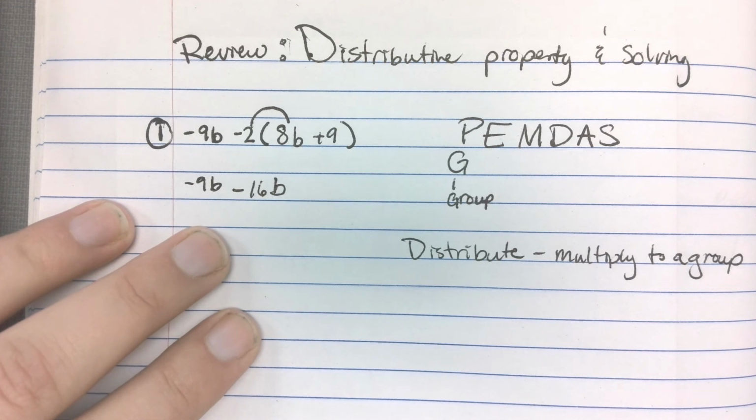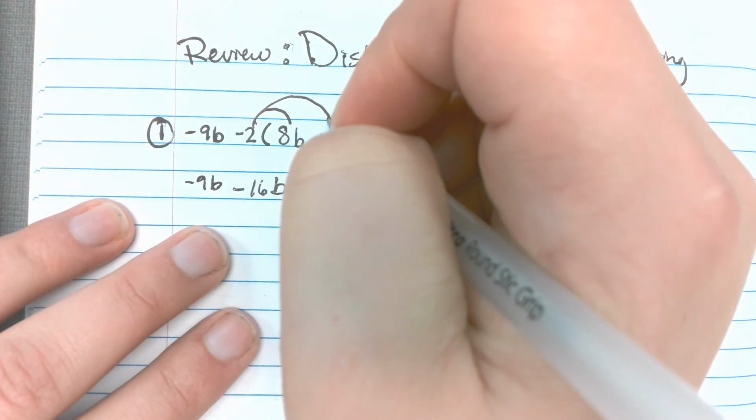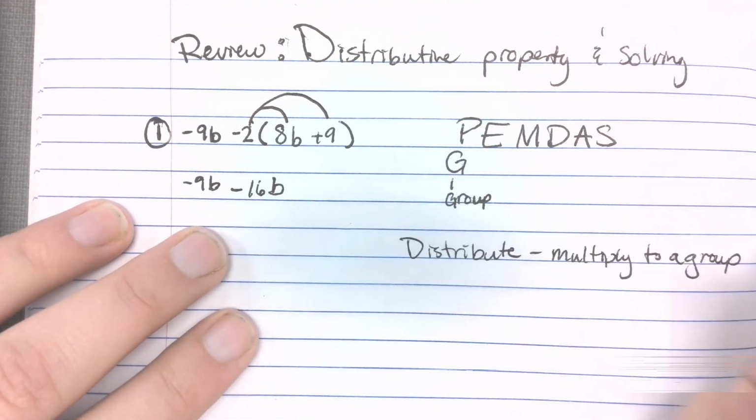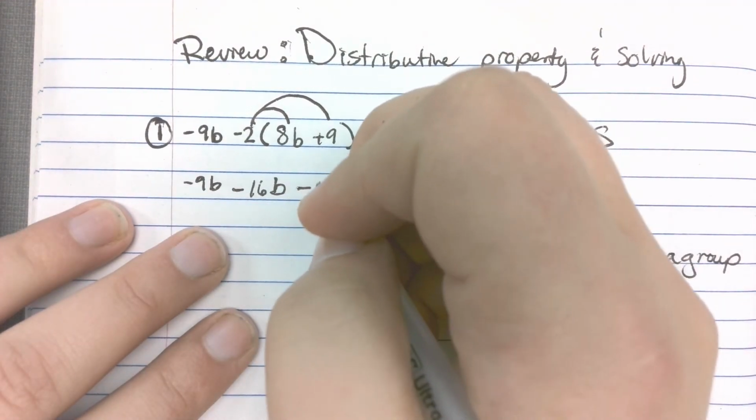What else? Are we done? What now? The 9. Multiply it with the 9. What's negative 2 times 9? 18. Positive or negative? Negative. Negative 18.